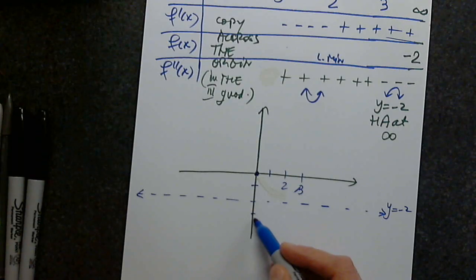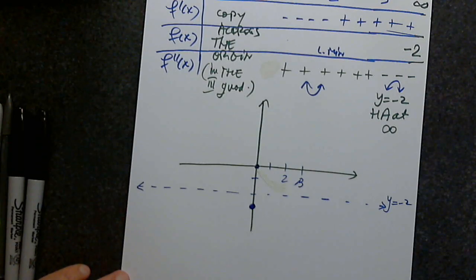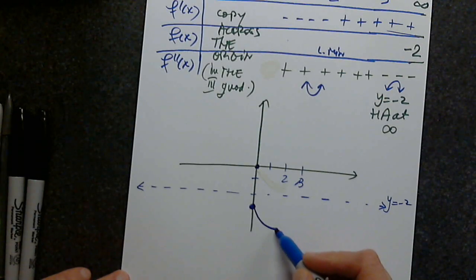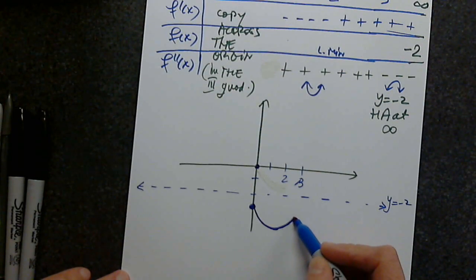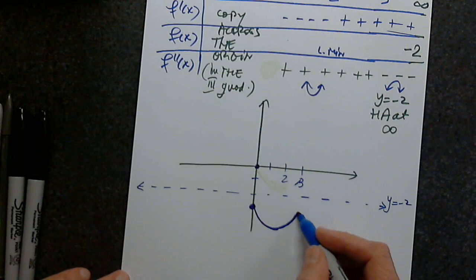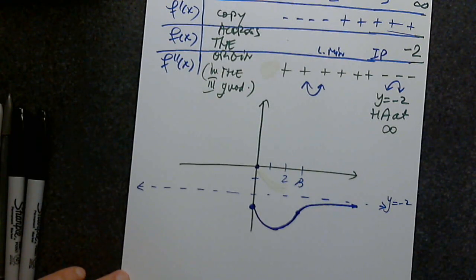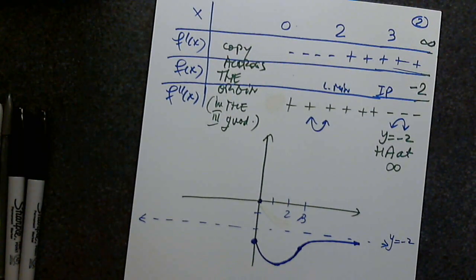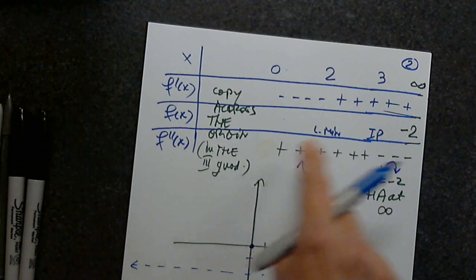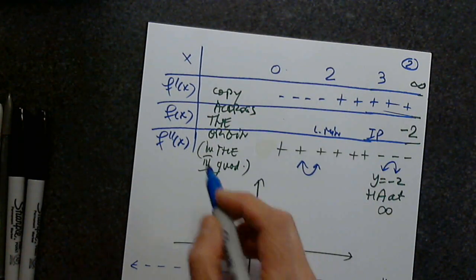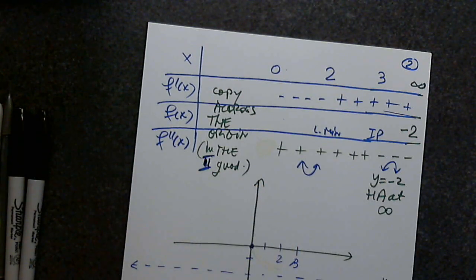So I'm going to say it starts 1, 2, 3. It starts here. So it comes down to a minimum. It increases to 3, where it has an inflection point, and then opens down towards -2. That's one option. Now, since this happens in the fourth quadrant, I have to copy it in the second.